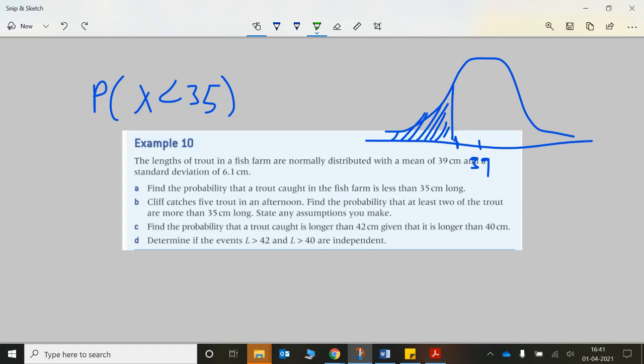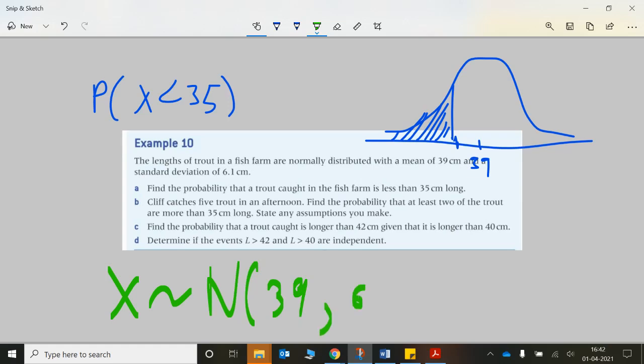There are two statistics I've forgotten to write down. The fact that this is normally distributed, in this case X is normally distributed with a mean of 39 and a variance, or standard deviation squared, of 6.1 squared. Really important that you know that they always use the standard deviation squared, or the variance, when they're writing things in terms of brackets. So if you're trying to get marks in an exam, you need to remember to put in your variance in this case, but also you need to know that your calculator only accepts the standard deviation.